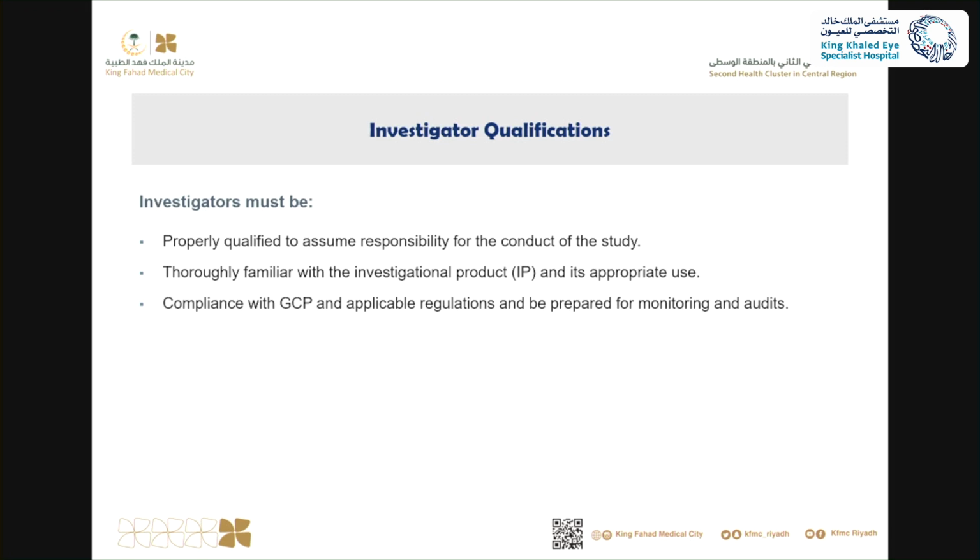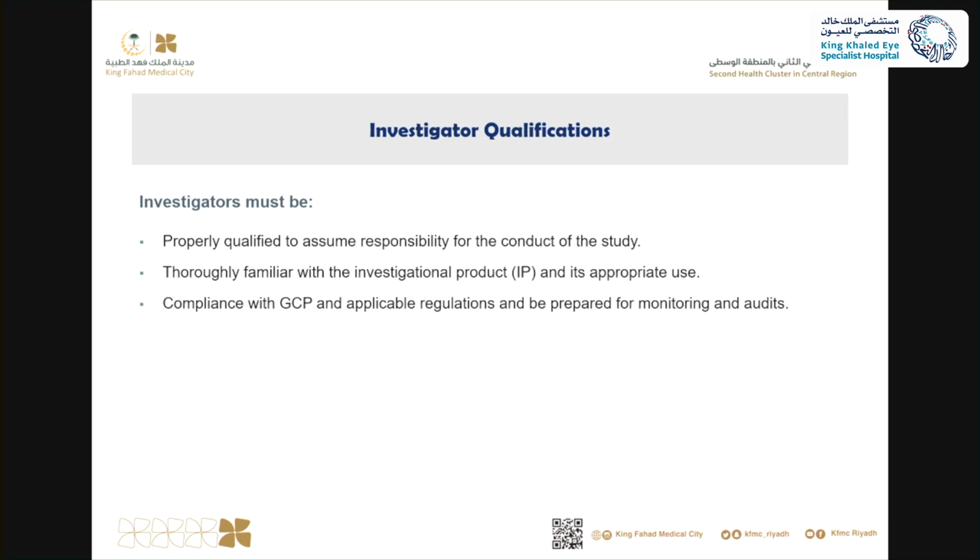Number three, the training. All sponsors provide training for any investigator before the study initiation. So the IRB must ensure that any investigator who is conducting a clinical trial is qualified by education, by experience, and by training. This is a requirement. Not only the IRB will monitor and audit, but also the regulatory bodies when they do the inspection.